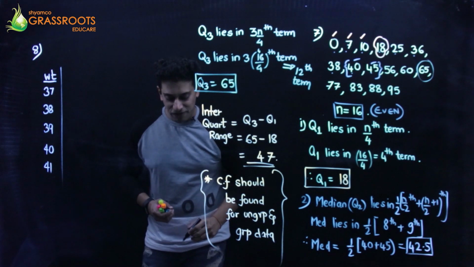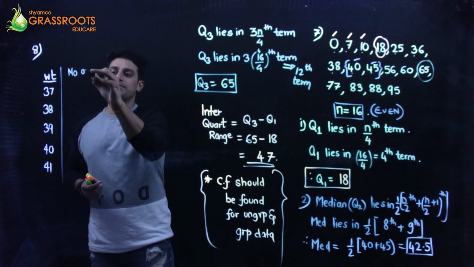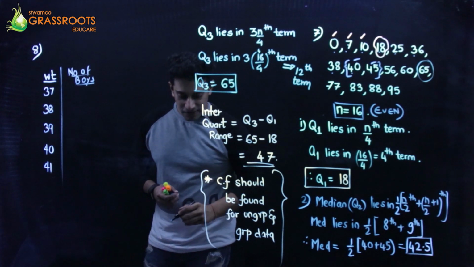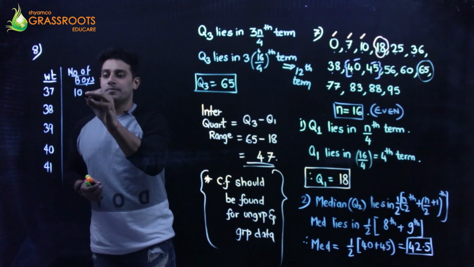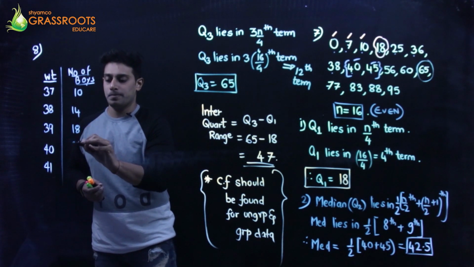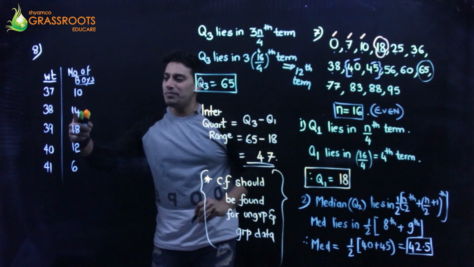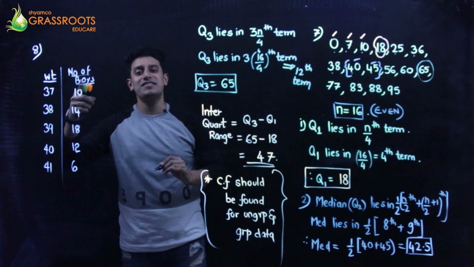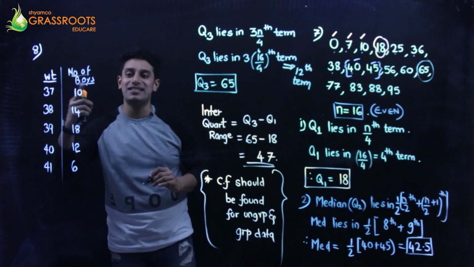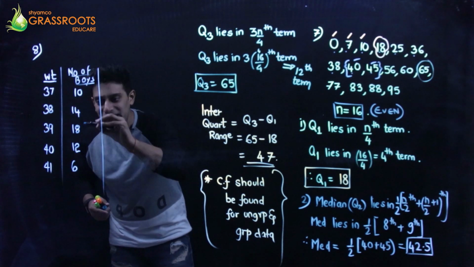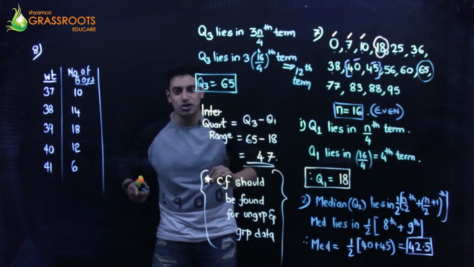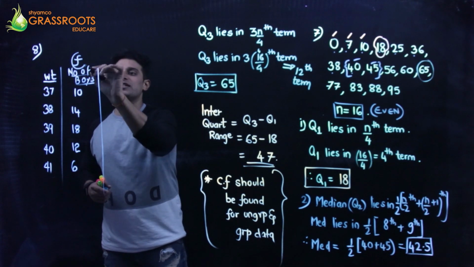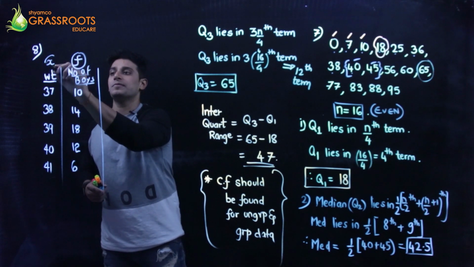After this, we have the number of boys: 10, 14, 18, 12, 6. Now, if this column is purely increasing, we call it cumulative frequency itself. But when there is an increase and a decrease, a dual, bidirectional nature, it is going to be frequency. So this is frequency, this is like your X.